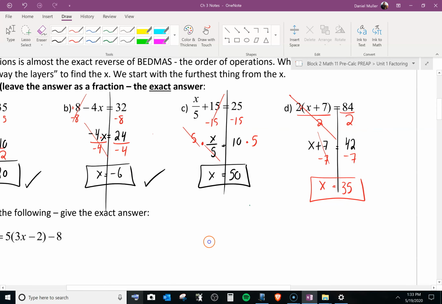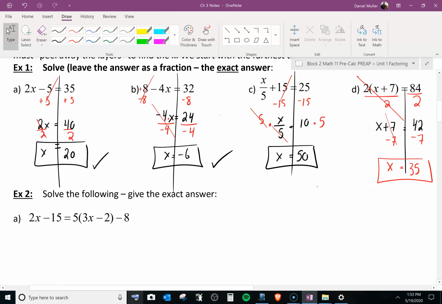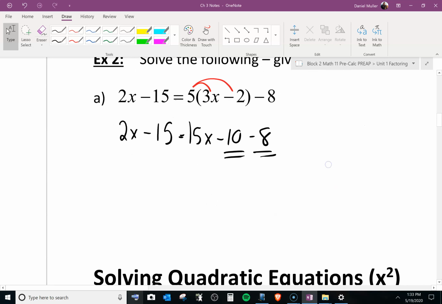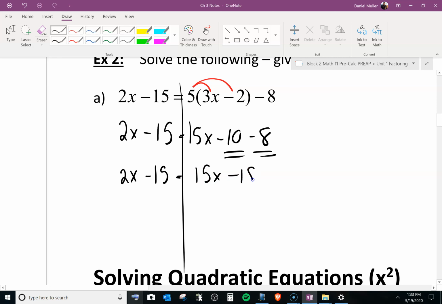And I think there's one more here. Oh yeah, where we now have x on both sides. So I'm going to write 2x minus 15 is equal to, I have to bring this 5 in. So 5 times 3x is 15x, minus 10 minus 8. I might as well put those together first. So I have 2x minus 15 is equal to 15x minus 18.